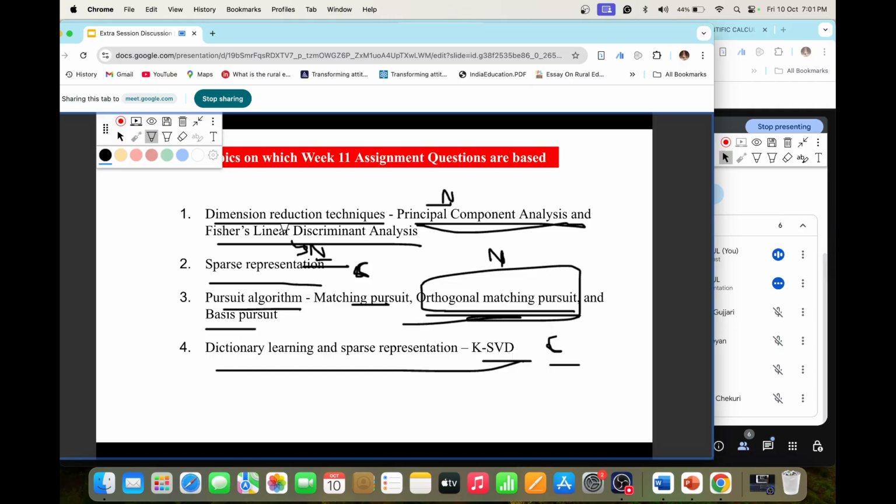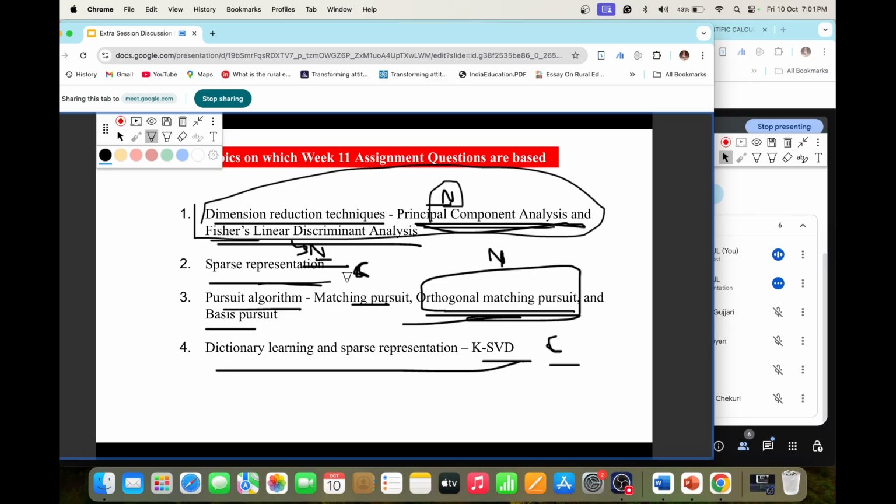And then week 11 is related to dimensionality reduction. That is PCA and Fisher LDA. Principal component analysis is very important from a numerical point of view. Principal component analysis is nothing but calculating your eigenvalue and eigenvector. And then Fisher's LDA, the scatter within the classes and scatter between the classes, these two are very important. So please go through the concept. These two together are very important for numerical, both principal component analysis and Fisher's LDA.